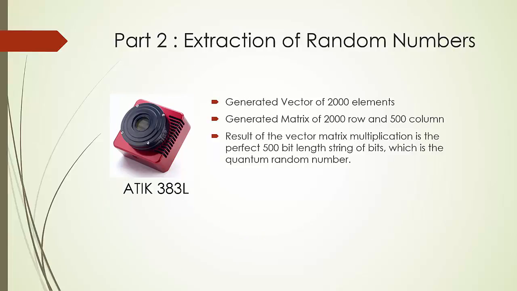And part 2 is the extraction of the random number from the quantum entropy. So they generated a vector of 2000 elements, and they multiplied the vector generated from quantum entropy with the pre-calculated matrix, and the multiplication of this vector and this matrix was the quantum random number. Now we are going to show you our implementation of this quantum random number generation algorithm.